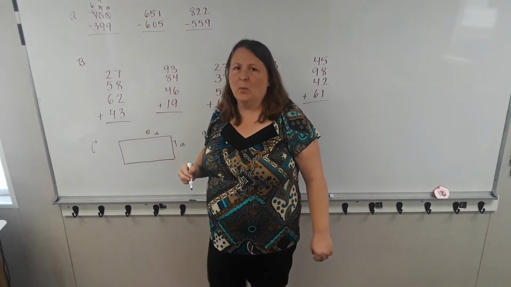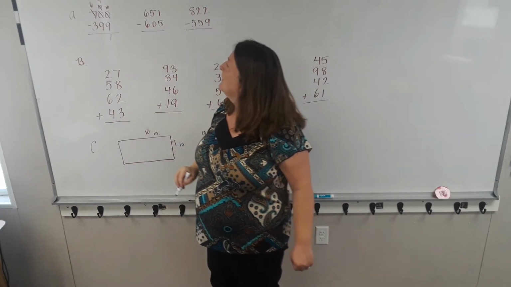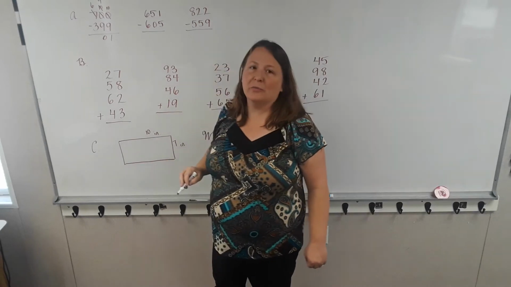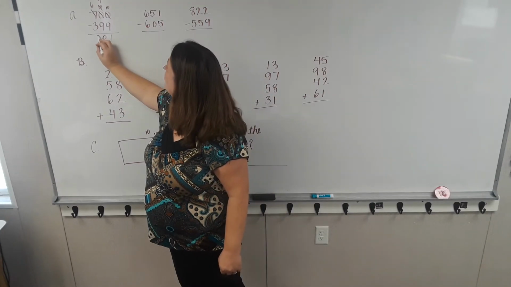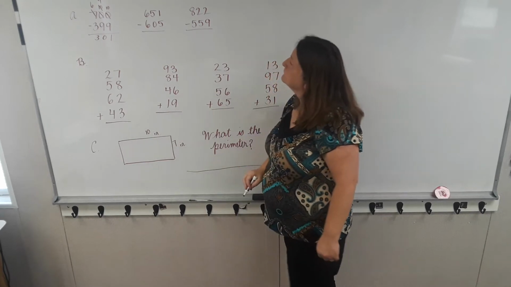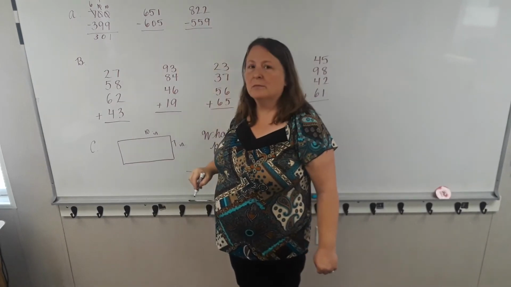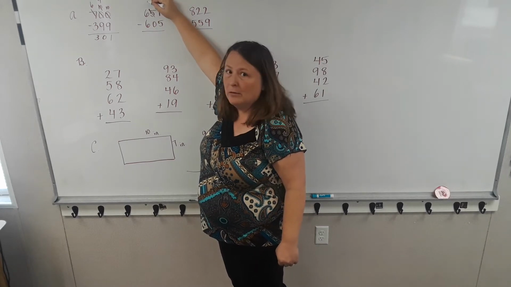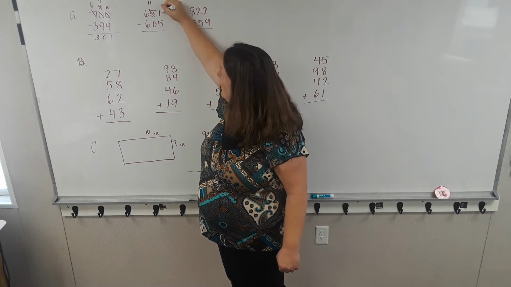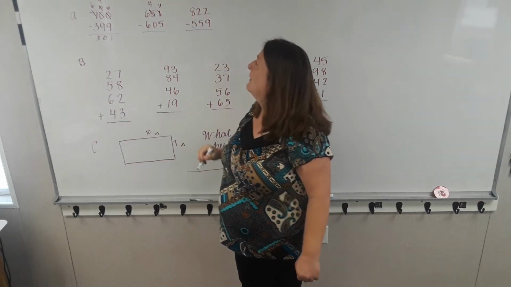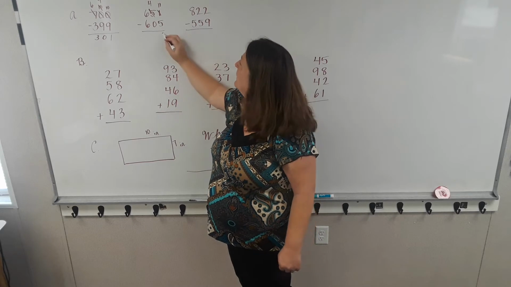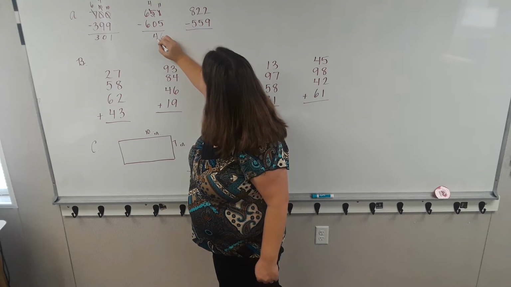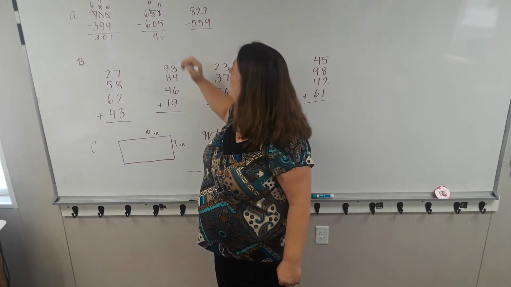10 minus 9 equals 1. 9 minus 9 equals 0. 6 minus 3 equals 3. 1 minus 5 equals, borrow from the 5. The 5 becomes what? A 4. What does this 1 become? An 11. 11 minus 5 equals 6. 4 minus 0 equals 4.